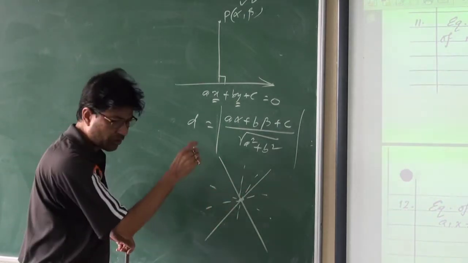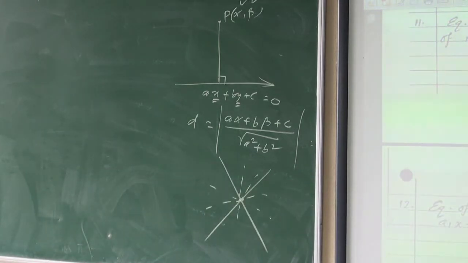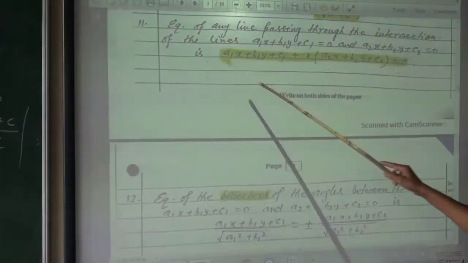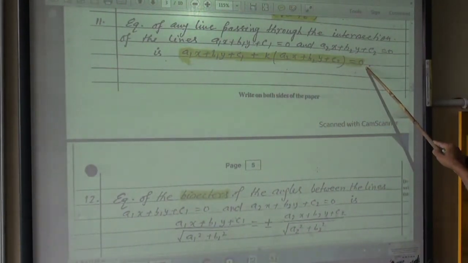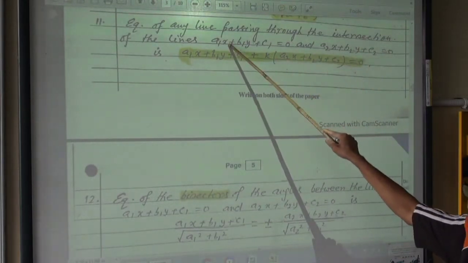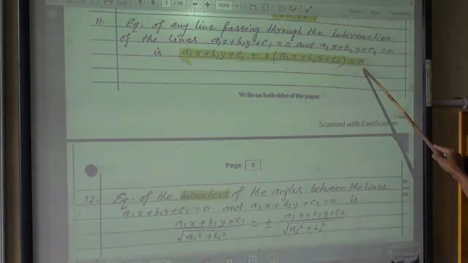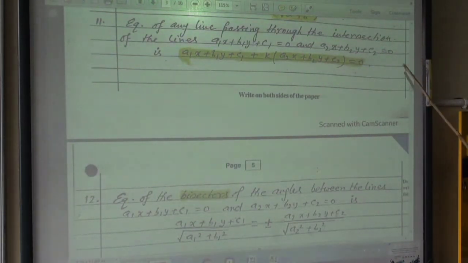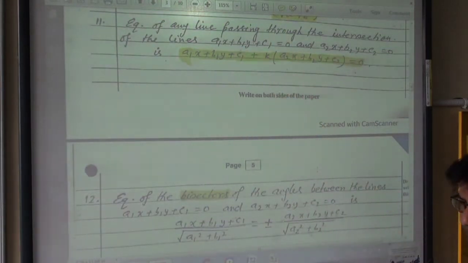And those lines are called the family of lines. The family of lines passing through the point of intersection of these two lines is the first expression plus k into the second expression equal to 0. It's up to you which one you will take as the first expression. You can take this one also, and this one as second also. So one expression plus k into another expression equal to 0, and some condition will be given in the question to find the value of k, and then you will get the particular line. For one particular condition, one particular line you will get.